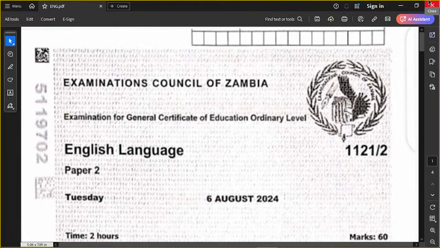I'm not going to be alone. I'm going to be with my friend who's going to help me go through the papers we're going to be doing in this session. Please let me introduce my friend whom I'm going to be going through the papers with. Let her introduce herself to you guys.